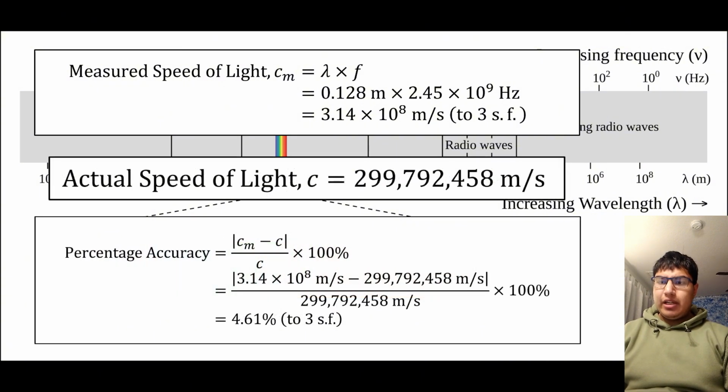A quick calculation for the percentage accuracy with the widely accepted value for the speed of light c, which is equal to 299,792,458 meters per second, we find that our value is only 4.61% away from the true value, and so we were fairly accurate with our measurements even with our very basic equipment and setup.